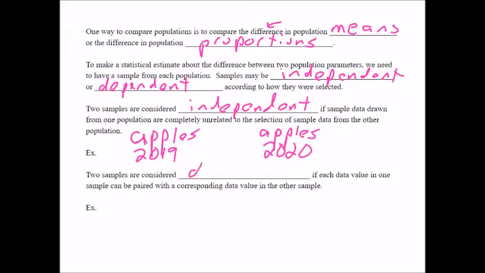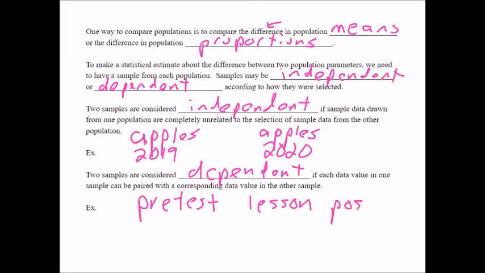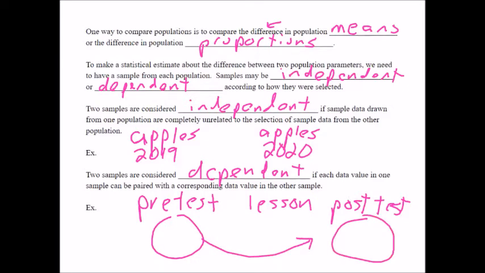Whereas two samples are considered dependent if each data value in one sample can be paired with a corresponding data value in another sample. I liken this to imagine in a class you take a pre-test, then you do a lesson, and then you take what's called a post-test. And the teacher might see how a sample from here compares to the sample from here, where you can line up one score from one student compared to their score on the post-test after the lesson. So one data point lines up with another data point.